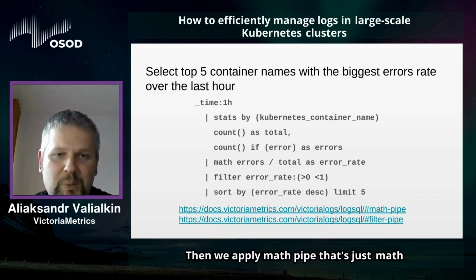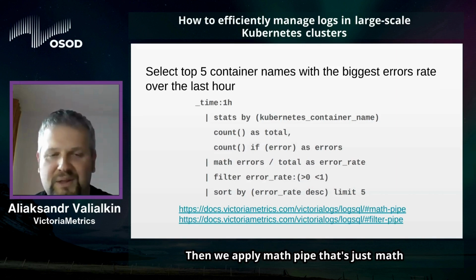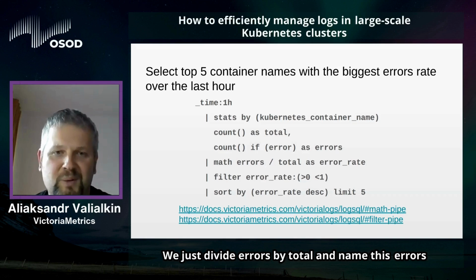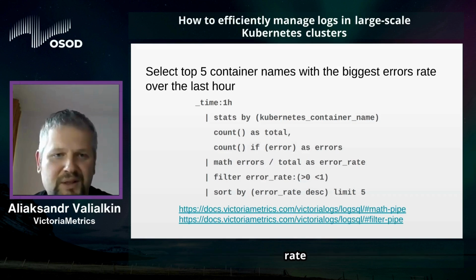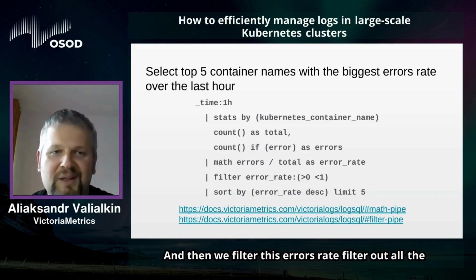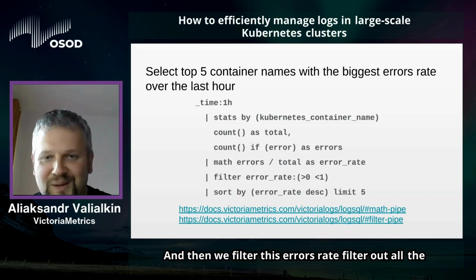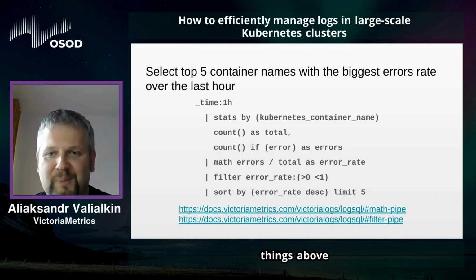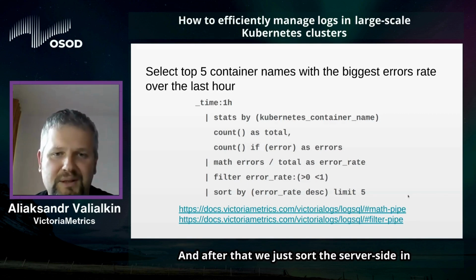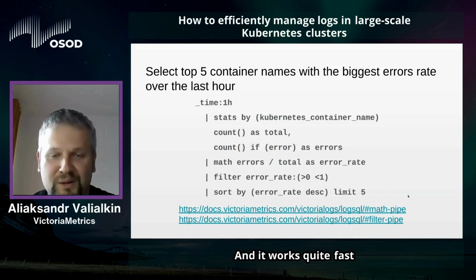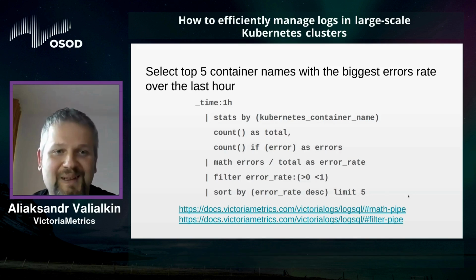Then we apply the math pipe. That's just math calculations. We just divide errors by total and name this errors rate, and then we filter this errors rate, filter out all the things above 0 and below 1. And after that, we just sort the errors rate in descending order, and it works quite fast.